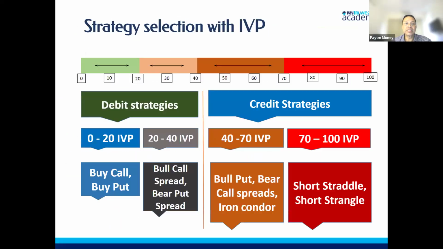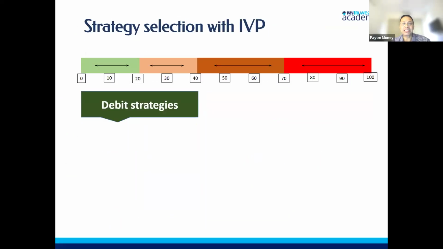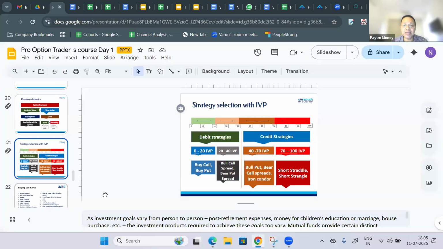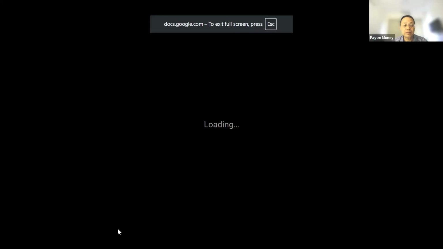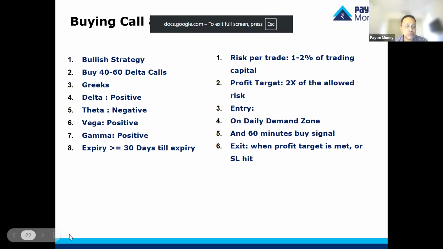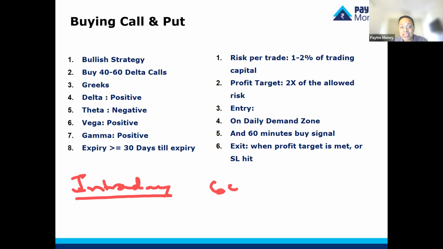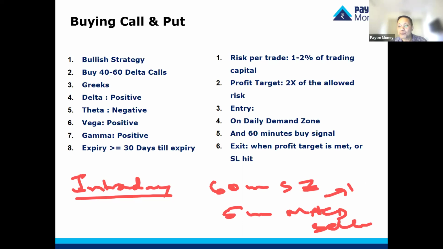Okay, so there are spreads as well. There are multiple decision-making metrics for options, but what I have done is keep it simple. The same is the case for put options as well. So in the case of a put option, what are you going to do? If you're an intraday trader and the price is in a 60-minute supply zone and the 5-minute MACD gives a sell, then you can buy a put.